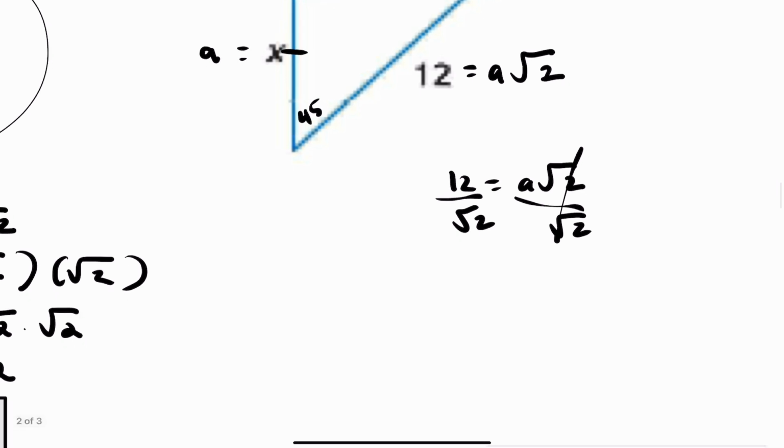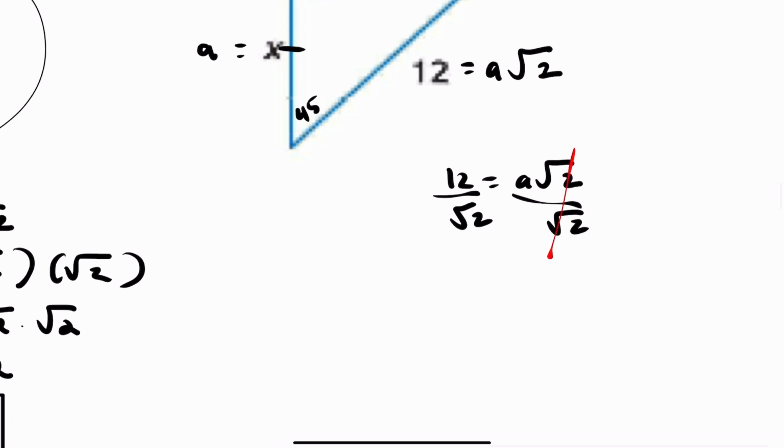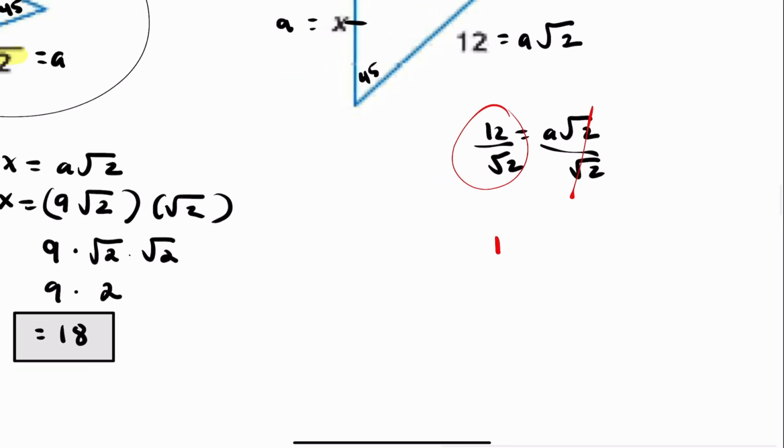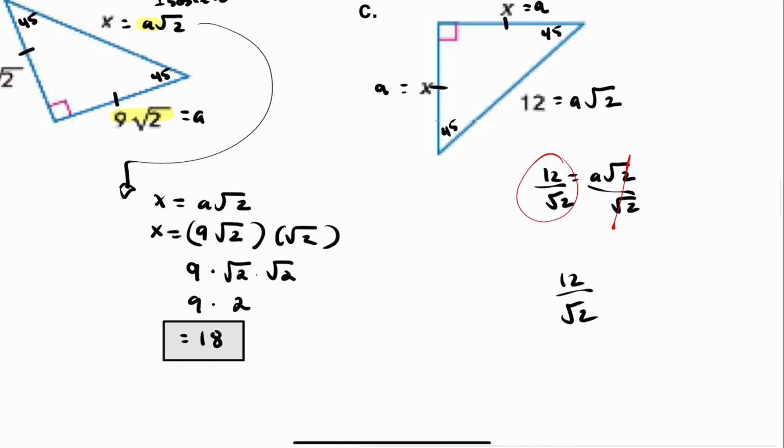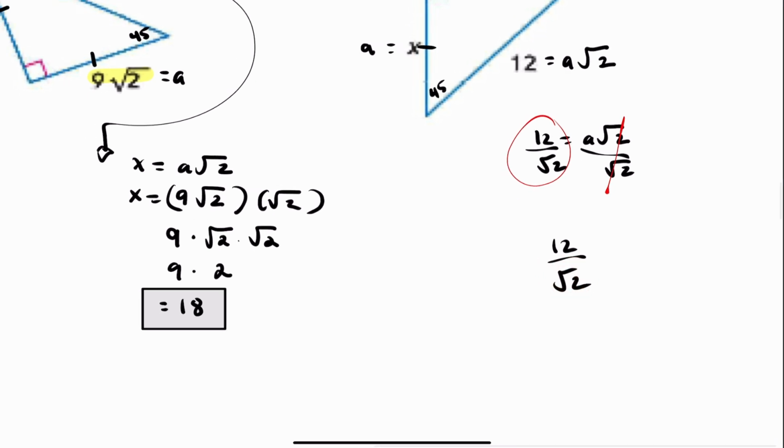So these two things will cancel, and I have 12 over root 2. Okay? But you can't leave that as your answer. A cannot be 12 over root 2 because you have to rationalize the denominator. You need to get rid of the radical in the denominator, and by doing so, you have to multiply the top and bottom by that radical.